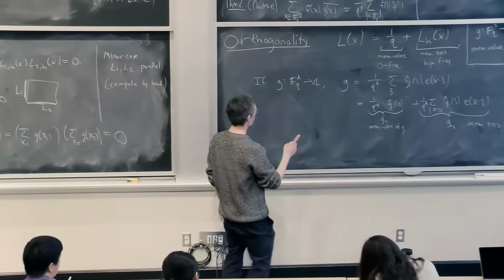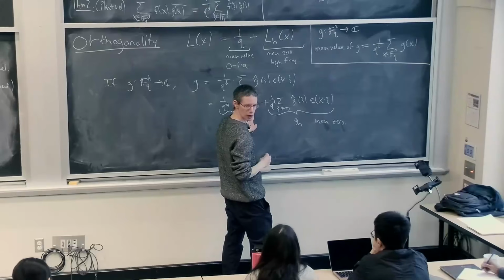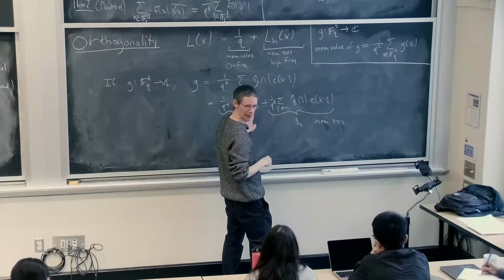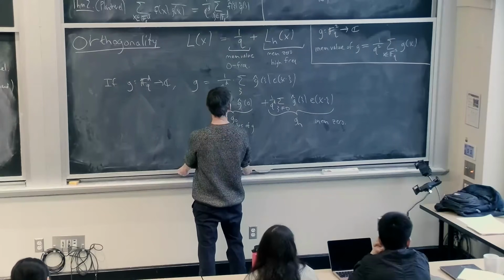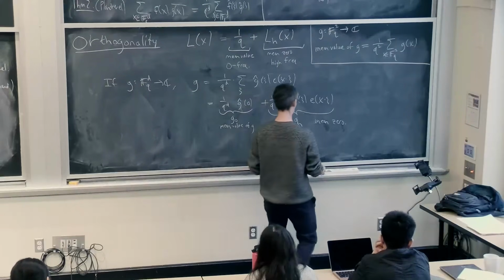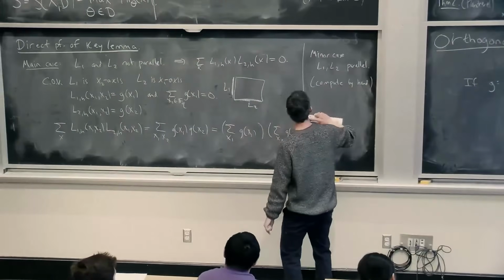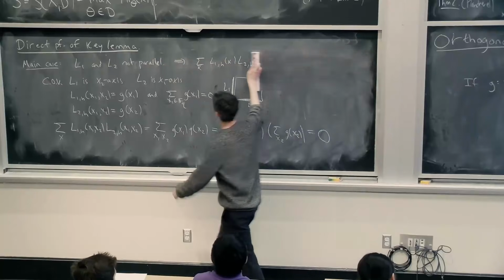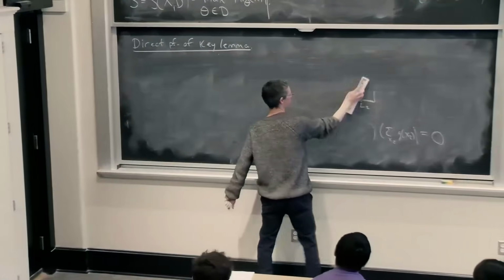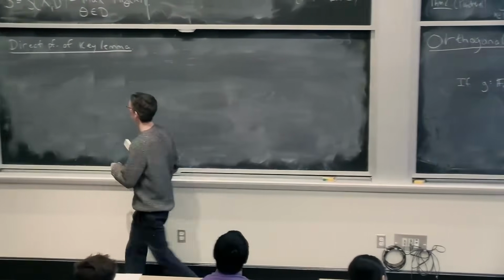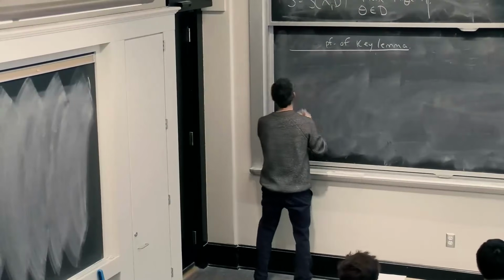OK. Now, we can put this together to give a new explanation of the key orthogonality lemma. Where should I put it? Yeah, so we gave one proof of the key lemma over here. We can do now another one. All right, so let's give the Fourier proof of the key lemma.